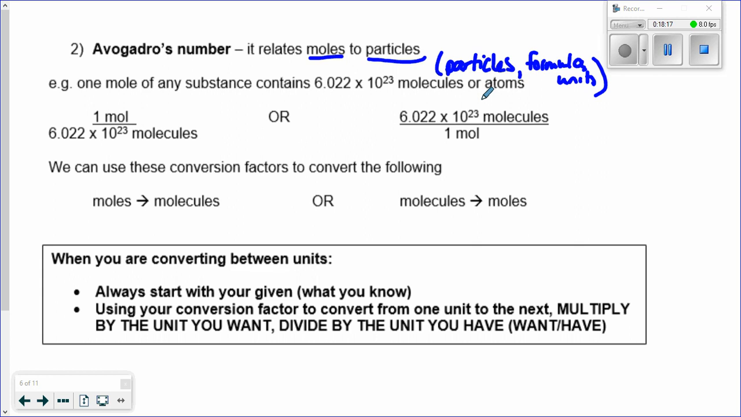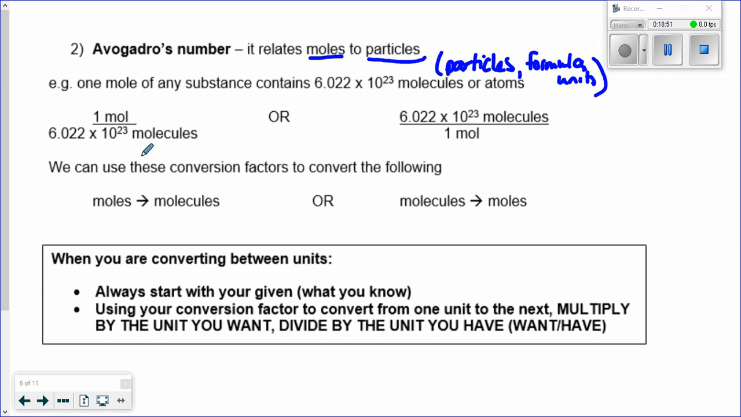Instead of molecules or atoms. So that's just saying an individual sodium chloride or whatever I had before, an individual carbon molecule, particle, atom. Molecules and formula units are a little bit different, so that should be talking about molecular and ionic compounds respectively. So our conversion factors are 1 mole is equal to 6.022 times 10 to the power of 23 molecules, or 6.022 times 10 to the power of 23 molecules is the same as 1 mole.